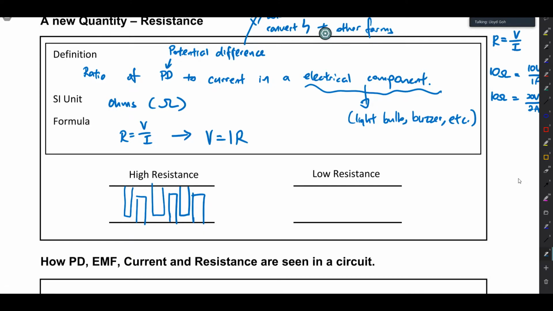So this is kind of like high resistance. This restricts current flow. It not only restricts current flow, it actually requires more energy.